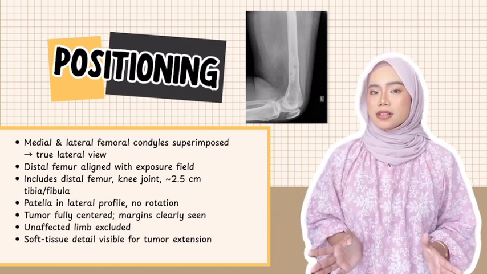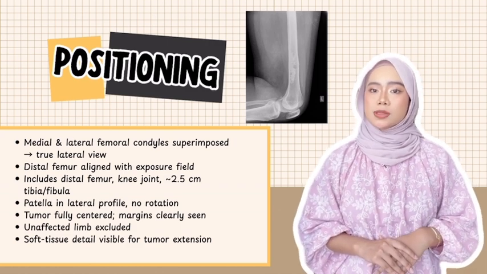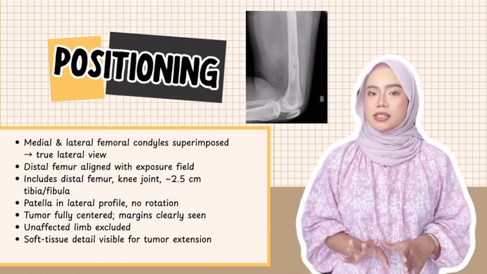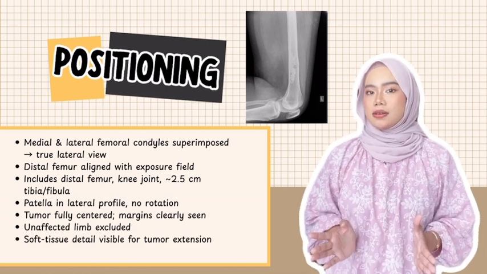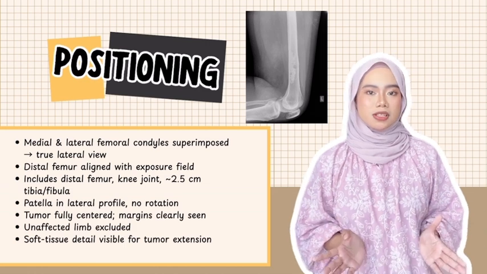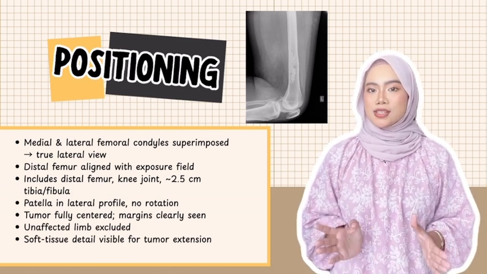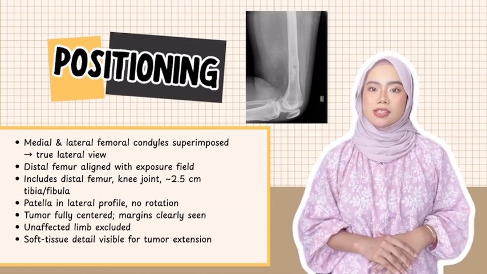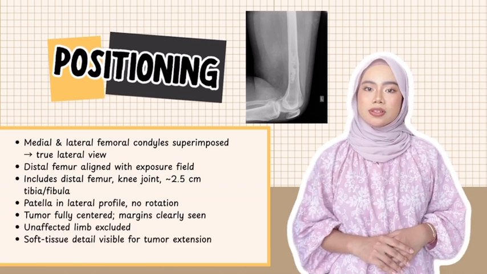Next, the distal femoral shaft and the entire extent of the tumor are centered within the exposure field with lesion margin clearly demonstrated. Next, the unaffected limb is excluded from the exposure field to prevent superimposition and unnecessary radiation exposure. Last one, adequate soft tissue detail is present to assess for associated soft tissue mass and extension related to the tumor.